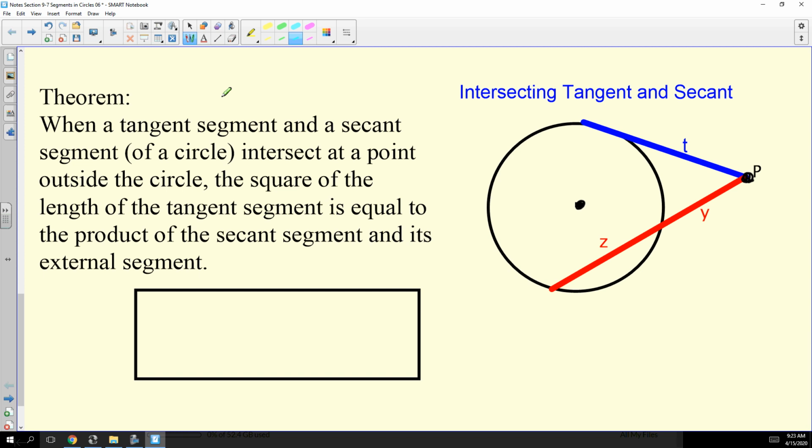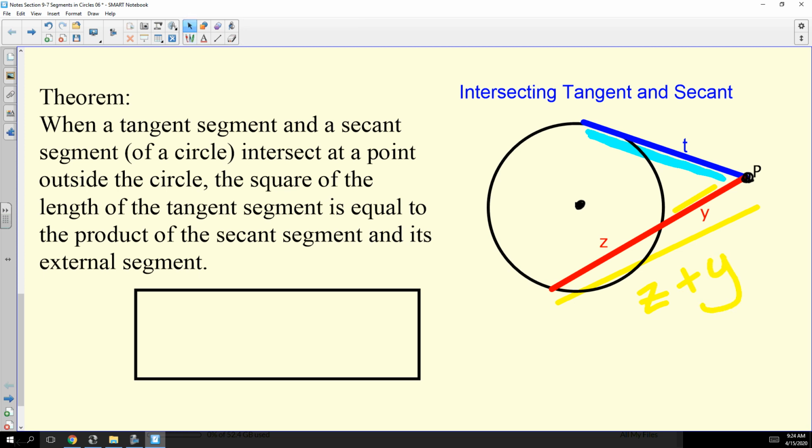So here's the square. Let's talk about the tangent segment. Remember, the tangent segment intersects the circle at exactly one point. So that length, t squared, is going to be equal to the external secant segment of the secant, y, times the whole secant segment, and that would be z plus y, right?